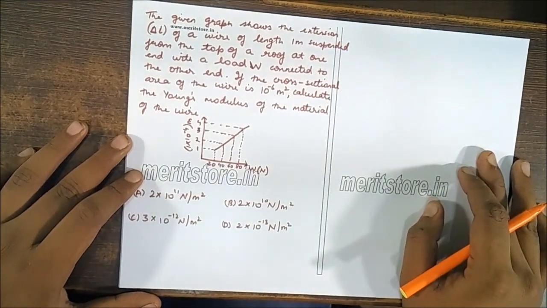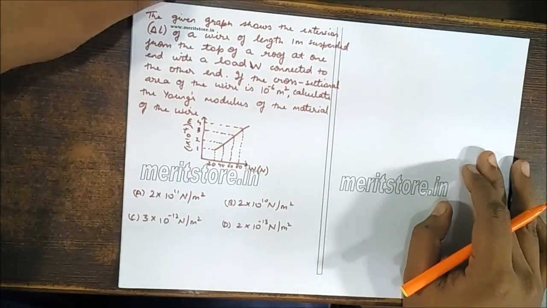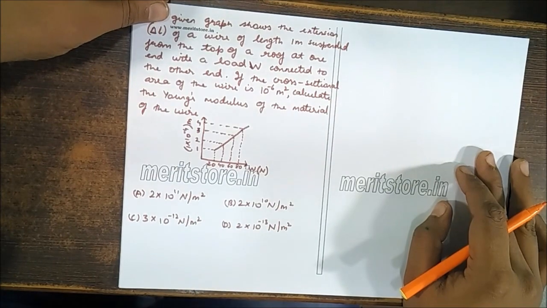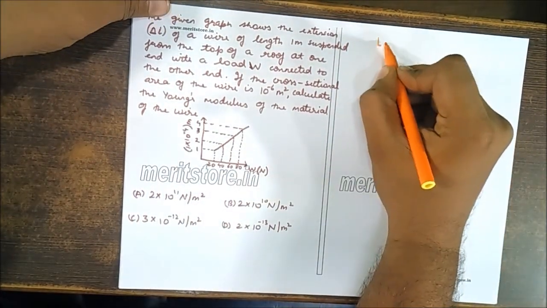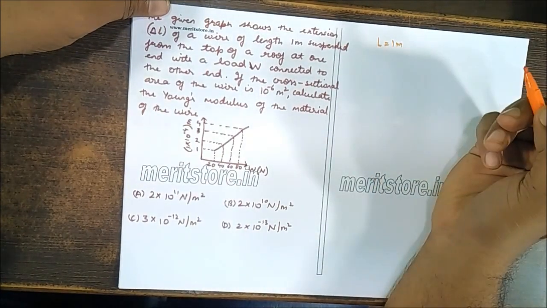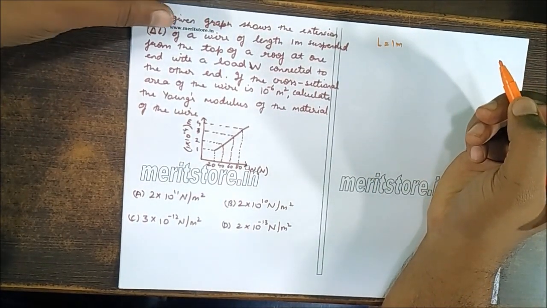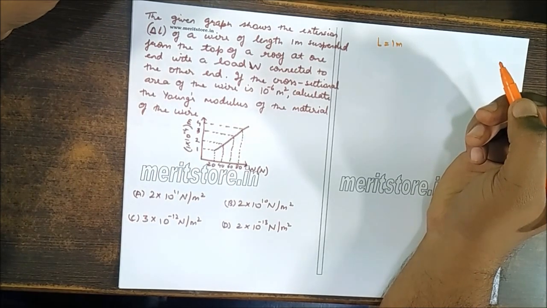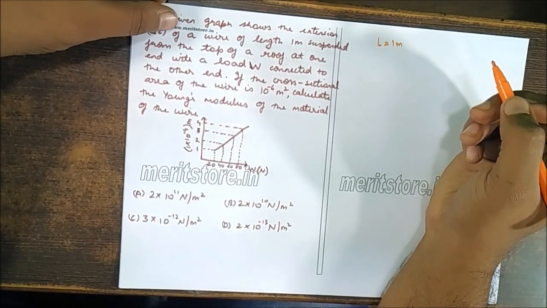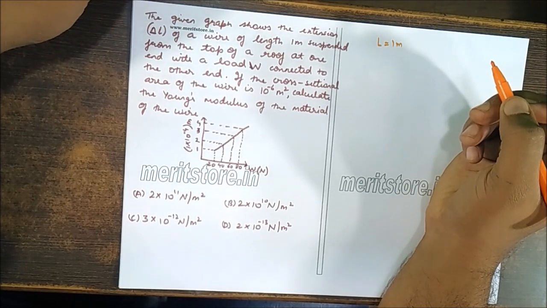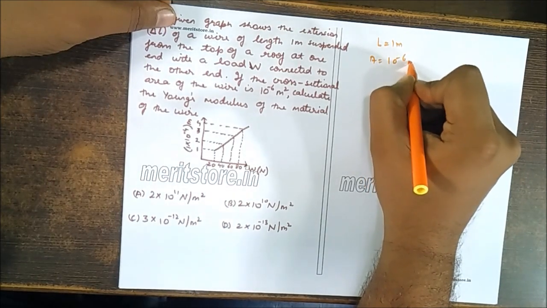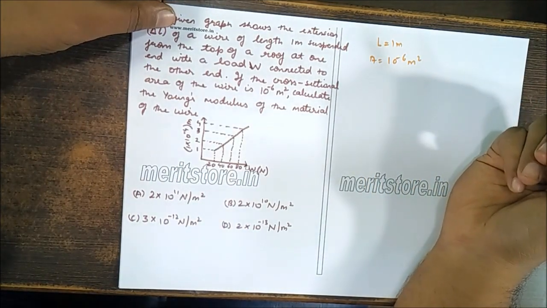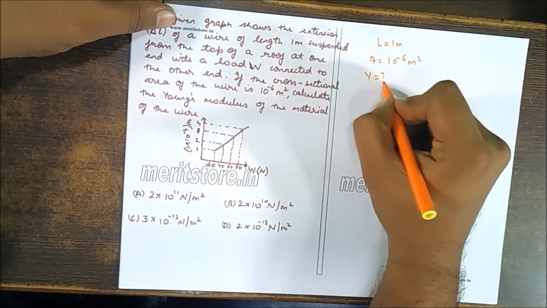Now this is a good question. The given graph shows the extension delta L of a wire of length 1 meter. So we have the length of wire as 1 meter from the top of a roof at one end with a load W connected to the other end. If the cross-sectional area of the wire is 10 raised to minus 6 meters square, calculate the Young's modulus of the material. Y has been demanded.